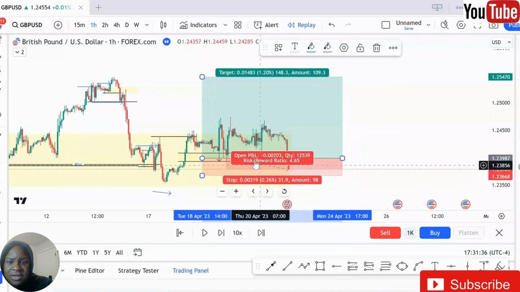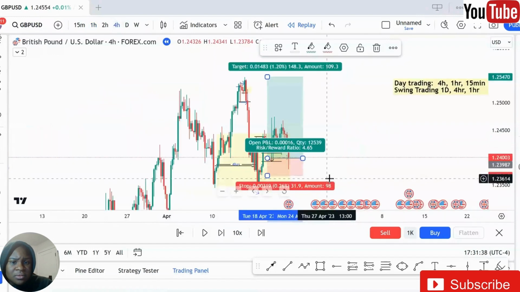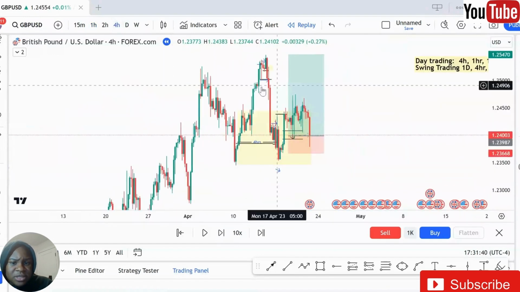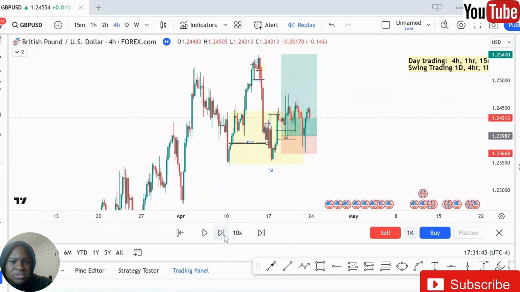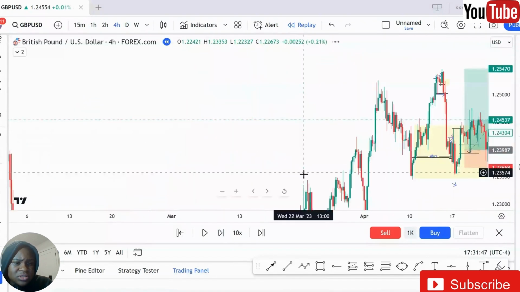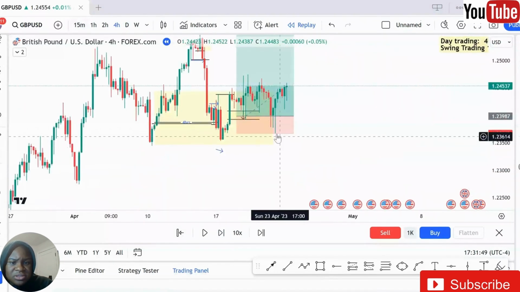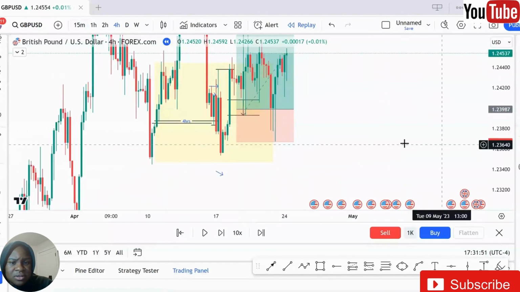If I go to 4 hours, I'm still in the support area in 4 hours. You can see I almost hit stop loss. Do you see it? Or would you have hit stop loss? This is the painful thing about being a conservative trader.